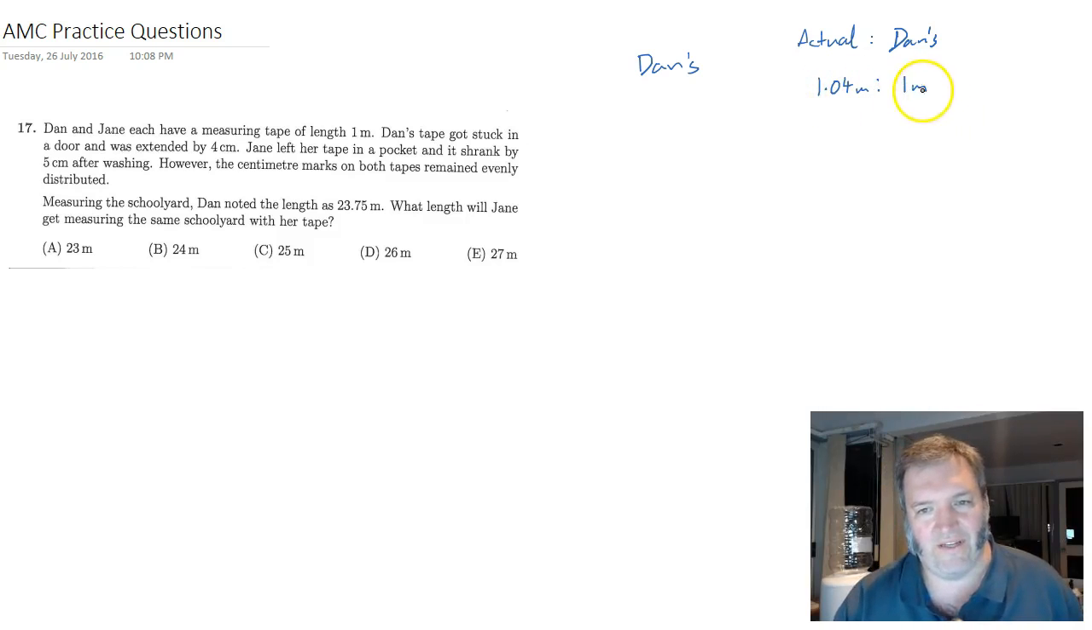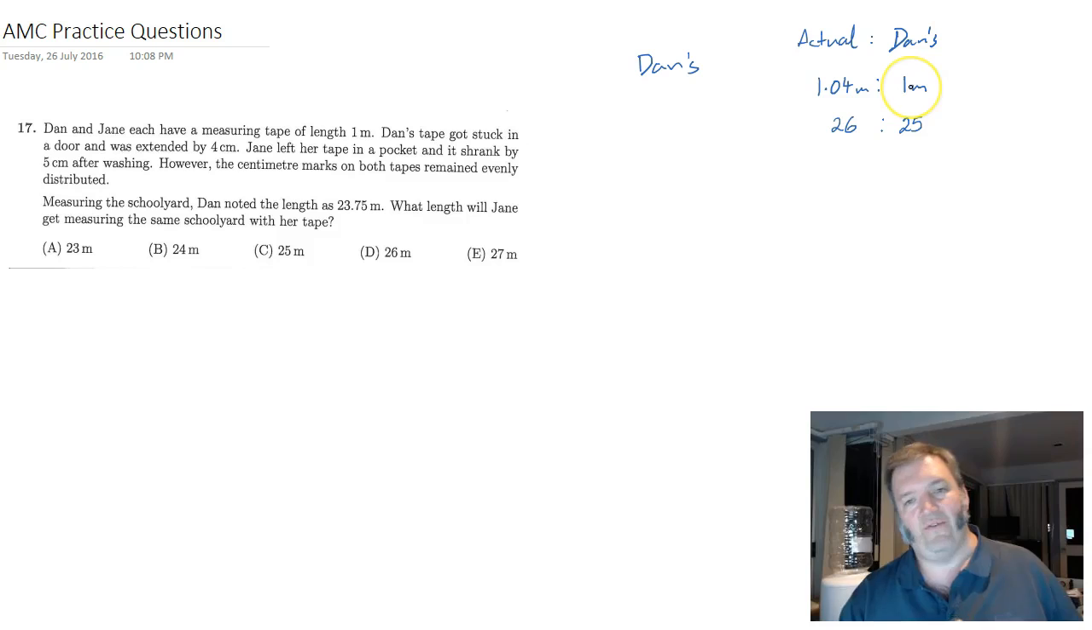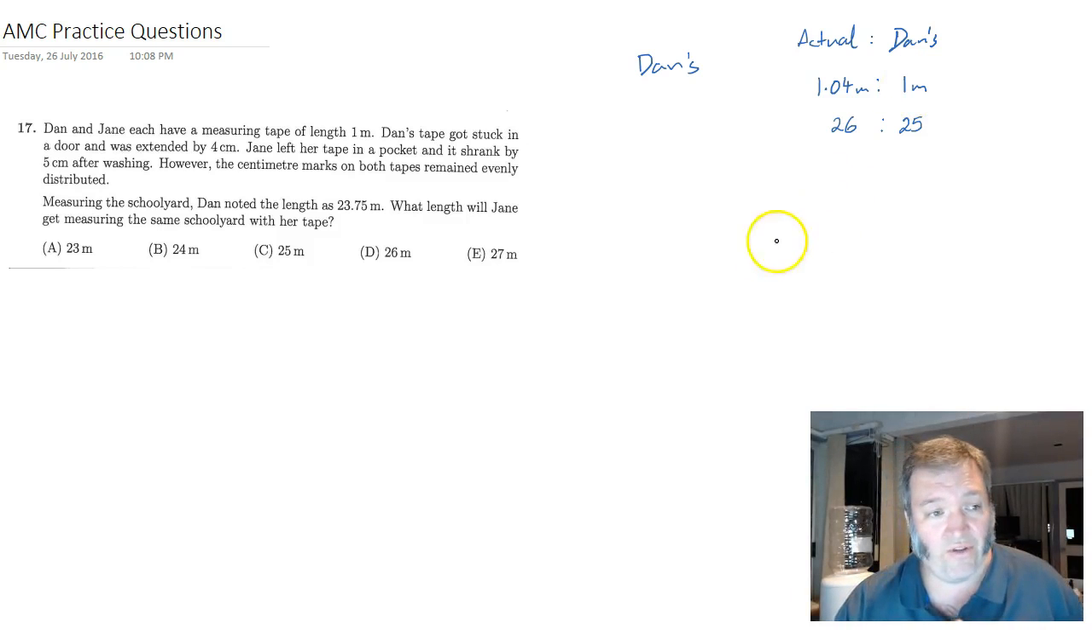Now, we don't like all these decimals, so 100 to 104. What I've really got there is 25 is to 26. You can see 4 goes into 100 25 times, 4 goes into 104 26 times. So because it got stretched and extended by 4 centimetres, when he measures a metre, it's actually a metre 4. So the distance is 26/25 of what he measures.